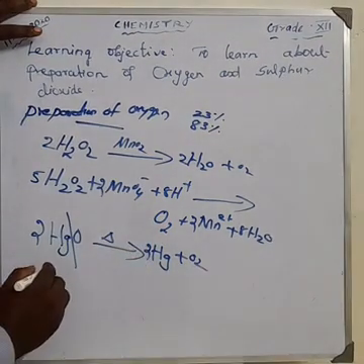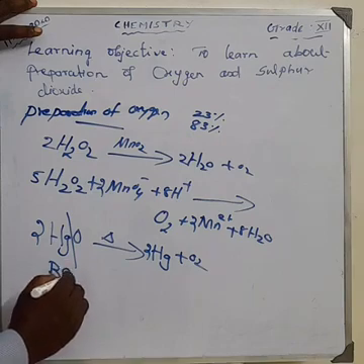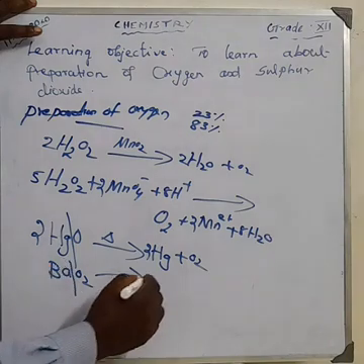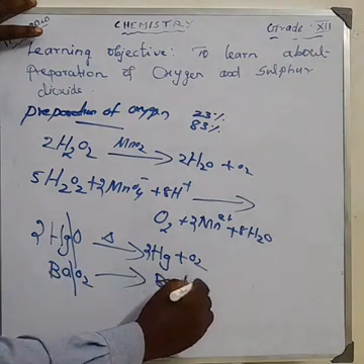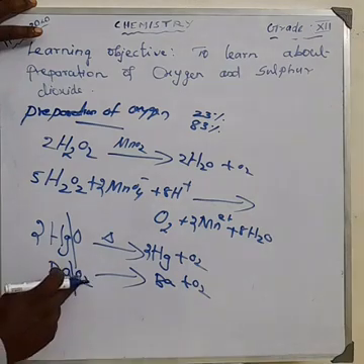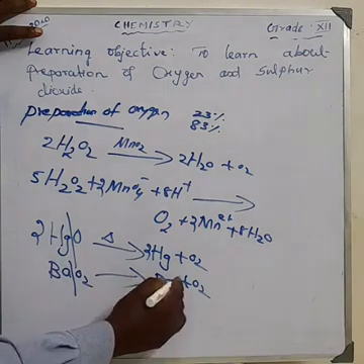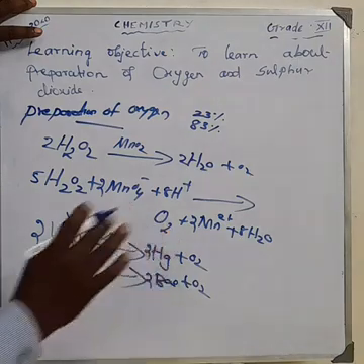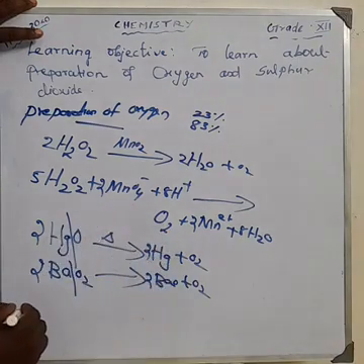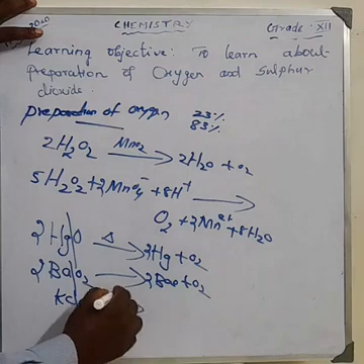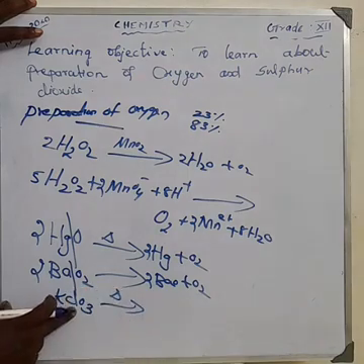Next, barium peroxide. This barium peroxide on heating, what is the product? Barium oxide, BaO, plus O2. So make it 2 here. Now the equation is balanced. About potassium chlorate, what is the formula? KClO3. KClO3 on heating, what is the product? KCl plus oxygen.